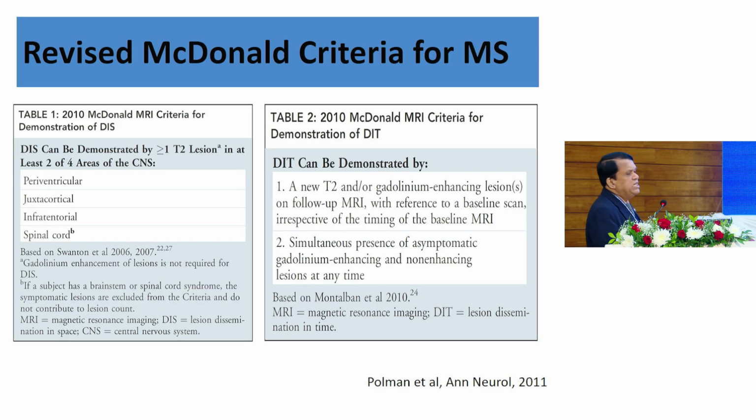What are the criteria? There is a criteria for diagnosing, as there is no tissue marker, which is known as the revised McDonald's criteria for MS. And this is the criteria all over the world which we use. The two words are important, DIS and DIT: dissemination in space, dissemination in time. That means the patient will have multiple lesions at multiple parts of the neuraxis, which come on and off.